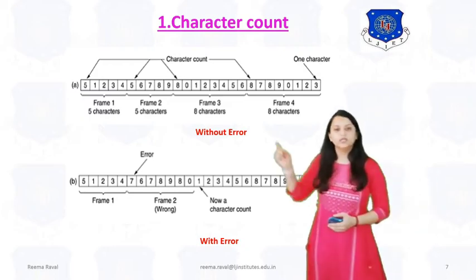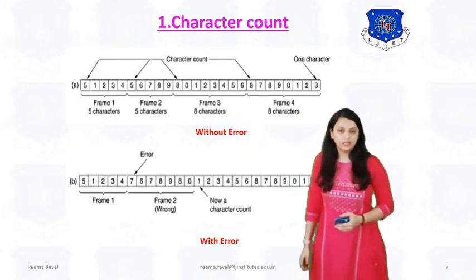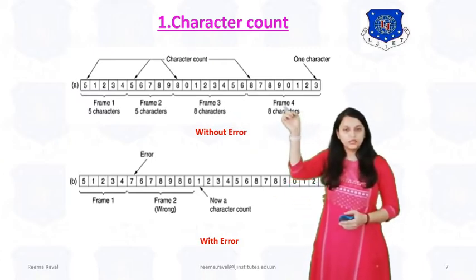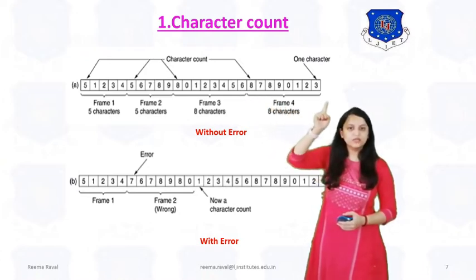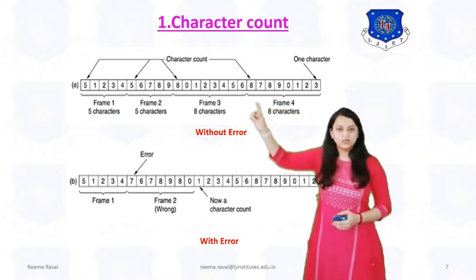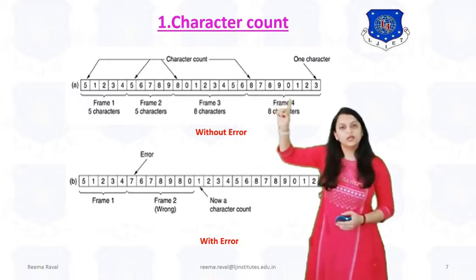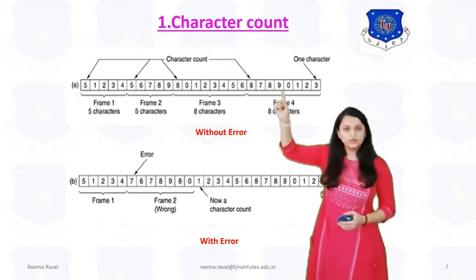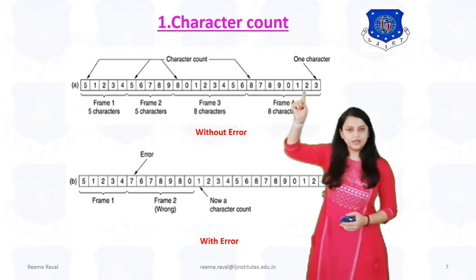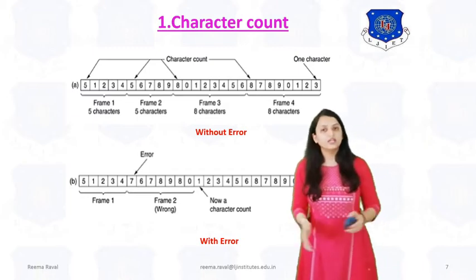Let's say for example, in the without error case, figure A, the character counts are indicated. Let's say for example in frame 4, as you can see over here, the 8 is indicated. This count indicates that starting from this, the length of this particular frame is 8. That means the character count is 8, the frame is divided into 8 divisions. That means 1, 2, 3, 4, 5, 6, 7 and 8. So here the first field indicates the length of that particular frame.